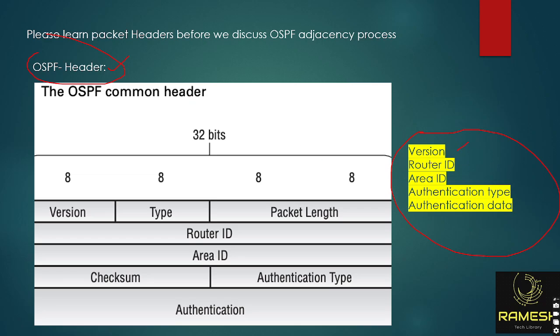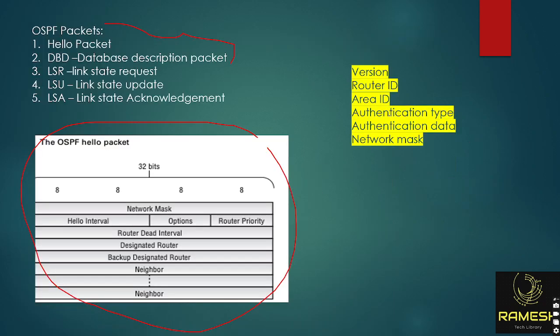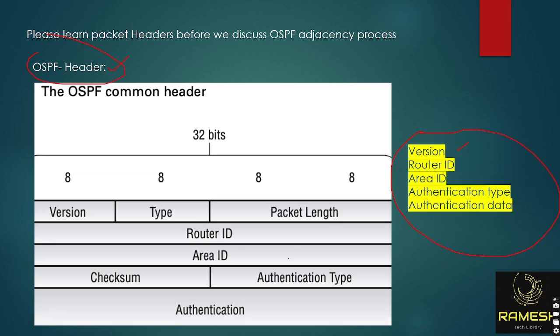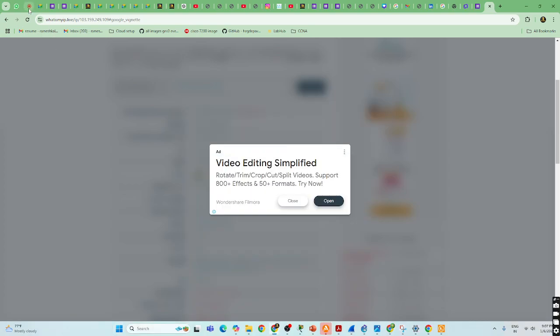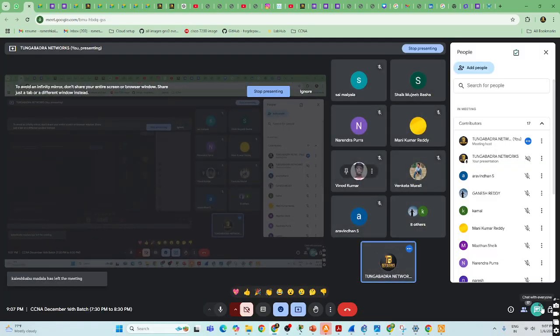In the OSPF header, you will see version, router ID, area ID, authentication type and data. Then there is the network mask. You will see network mask, intervals, and DR, BDR. Just practice this information. Okay, that's all for today. Any questions? If you have any questions, please ask me.